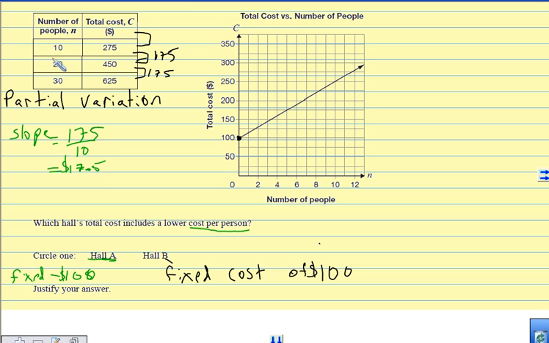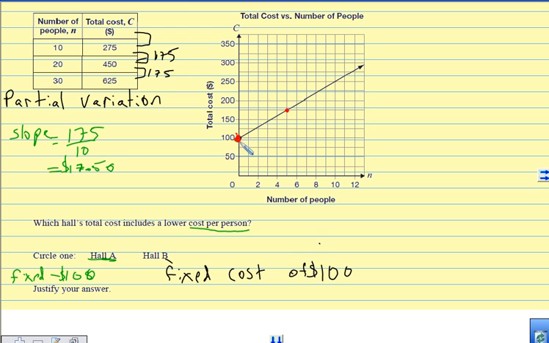If I were to look at 11 people here, it would be 275 plus 17.5. That's how much it would cost. So Hall A is $17.50 per person. Now, Hall B, looking at this, how am I going to figure out how much it is per person? Well, we can take 2 points and find the slope. We have to find another point on here that's nice. Why don't we do this one right here? That's a nice point, and then we'll find out what the slope is.